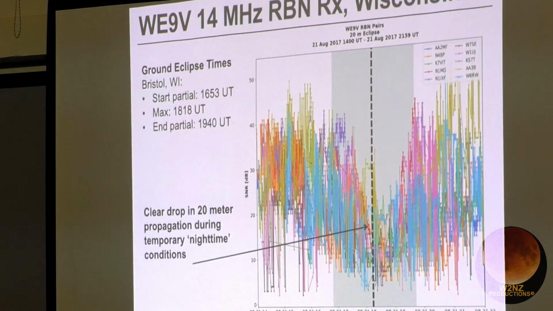And this is all of those signal-to-noise ratios plotted on top of each other. You can see, again, as you go into totality, and this line there is the midpoint of totality, you get a hit on the 14 megahertz signal-to-noise ratio, and then as you come out, you get a recovery of the 14 megahertz SNR.